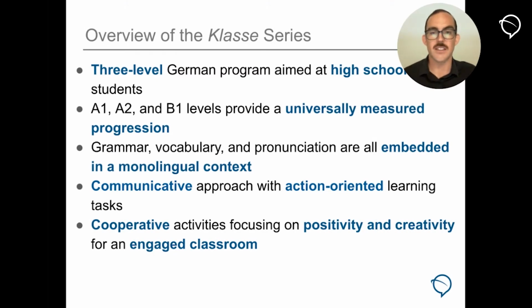Since we're focusing on the KLASSE series today, let me start with an overview of what makes the series unique and effective for high school classrooms. It includes 3 levels broken down by the European framework A1, A2, and B1. It is monolingual German, meaning all the lessons, activities, and instructions are in German for an immersive experience. This paves an avenue towards communicative, action-oriented, cooperative, and engaged classrooms.